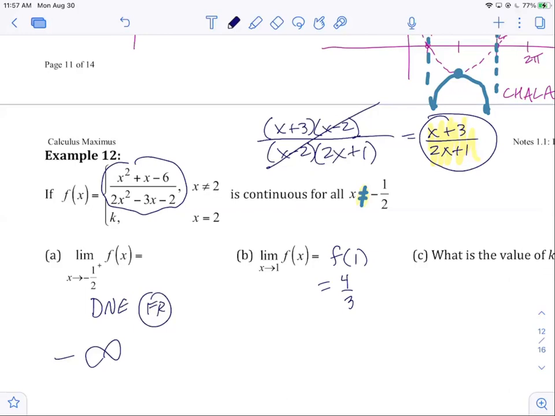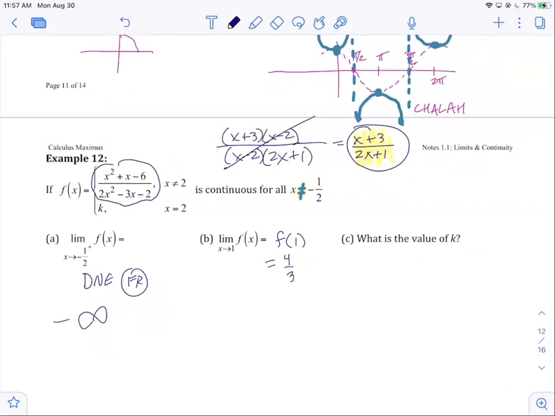Okay. And then finally, tying back into the warm-up from last week, what is the value of k? Well, you might forget, like, k is a letter, right? What do you mean, what's the value? So you have to go back and read the instructions. You're like, oh, the function's continuous everywhere except at negative 1/2. So it has to be continuous at 2. Oh, and now when x is 2, I need it to be k so that I plug the hole.